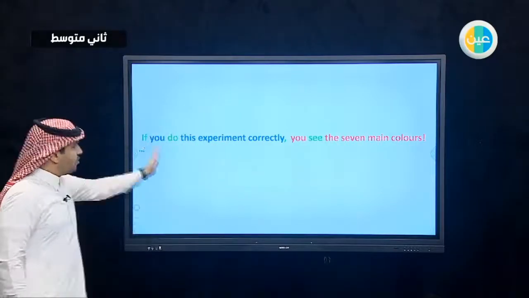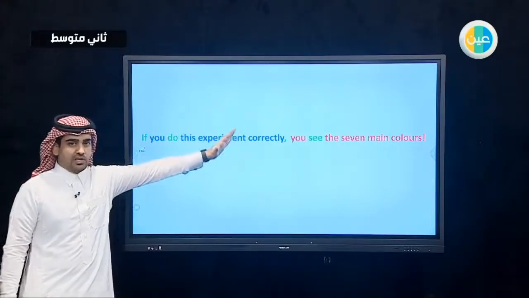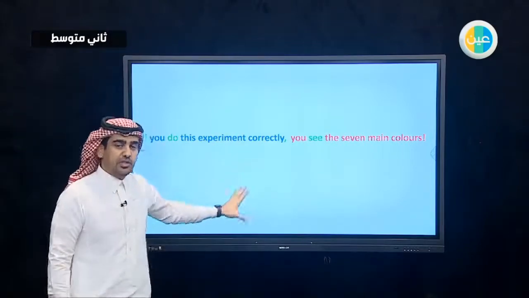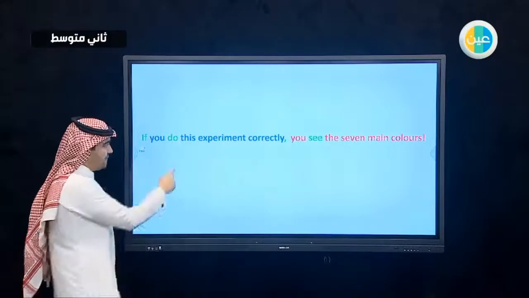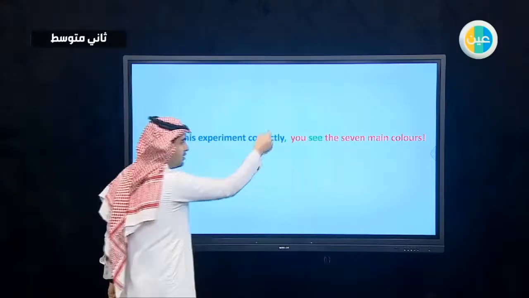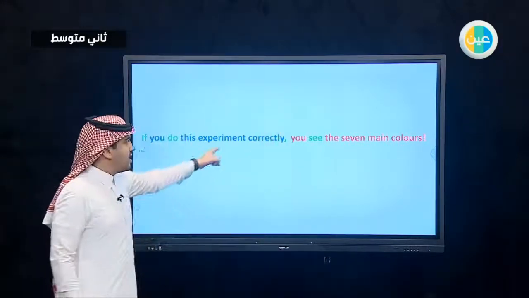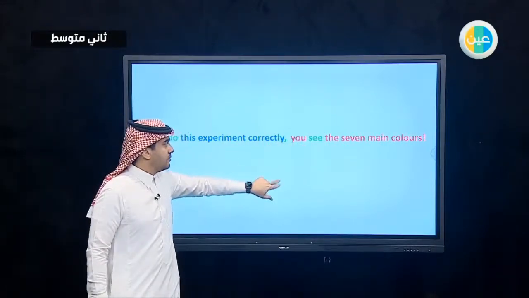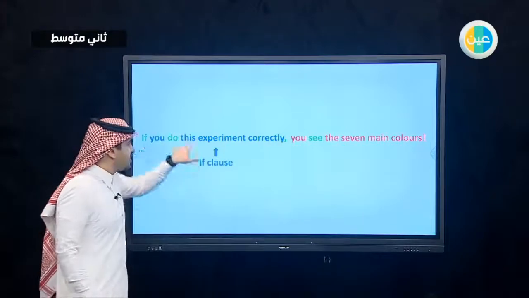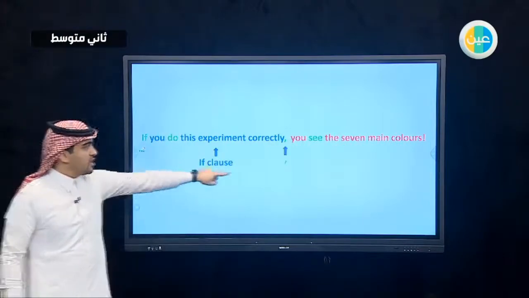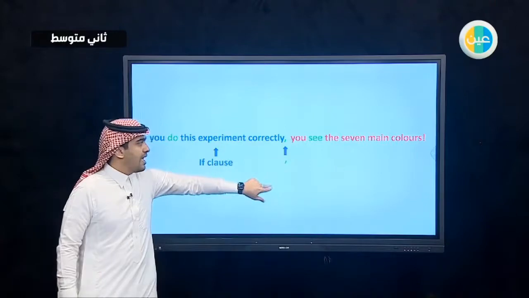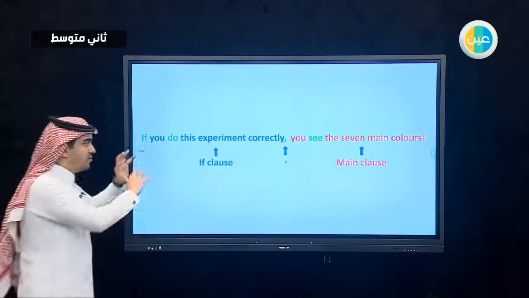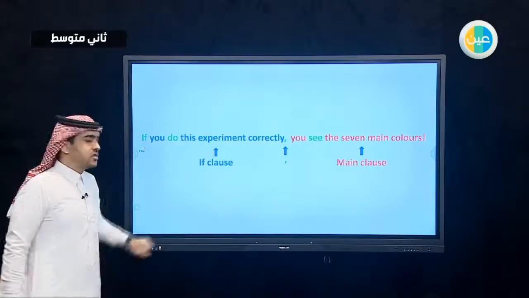Okay, so this is a zero conditional sentence. We always have the comma after the if clause and before the main clause. Okay, so this is the if clause and this is the comma. It's very important. And this is the main clause. This is how you structure a sentence using zero conditional.